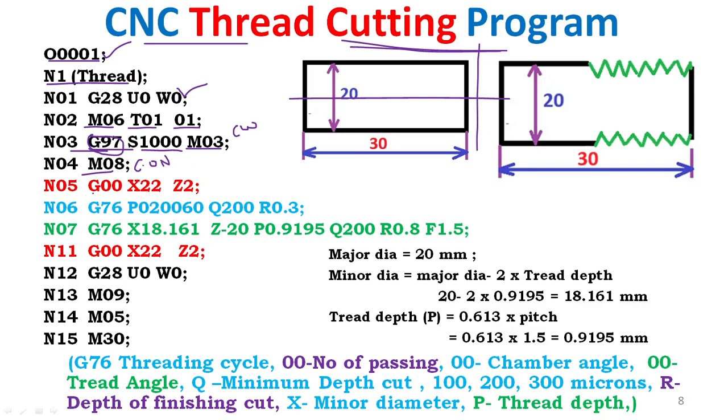So first, G00 is the rapid positioning of the tooling. The tool moves in a fast way from one point to another. Initially X22 Z2: the tool is moved from the home position to this particular position, X22, Z2. Then the thread cutting operation: G76 is the thread cutting cycle.